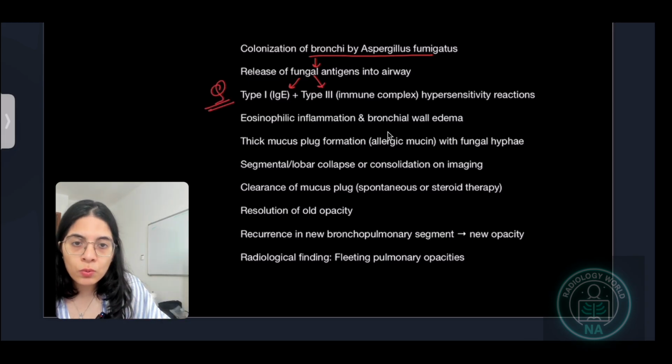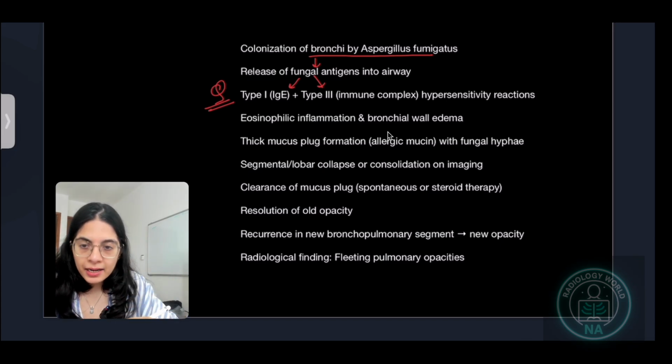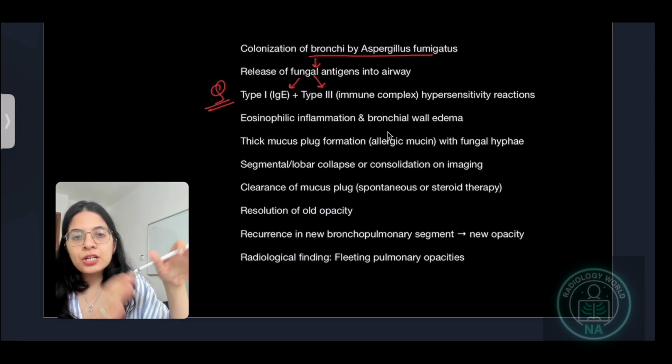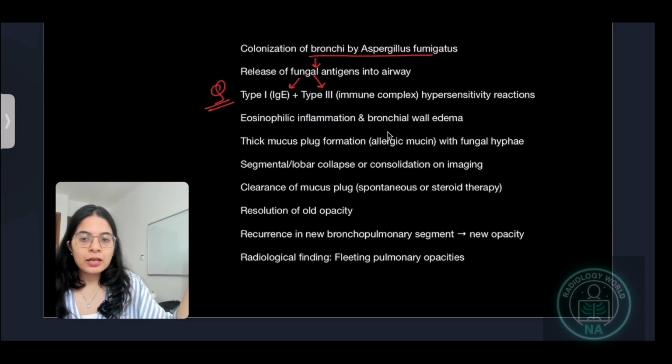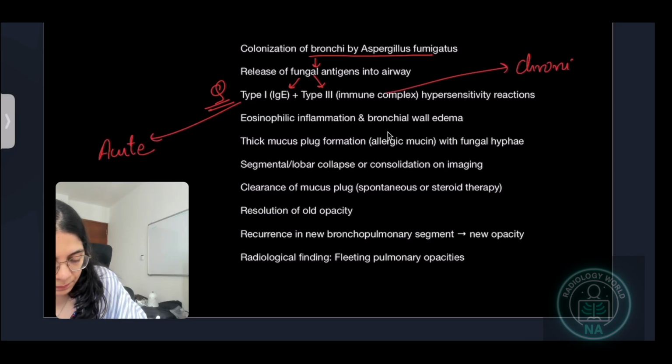What reactions do you see? What type of hypersensitivity? You see both type 1 because of IgE, and type 3 occurs because an IgG is formed against these fungal antigens, and this antigen-antibody complex is ultimately going to get deposited into your bronchial wall. So you see both types of reactions. Type 1 will lead to your acute symptoms and type 3 will lead to your chronic symptoms. Okay, there will be chronic symptoms.